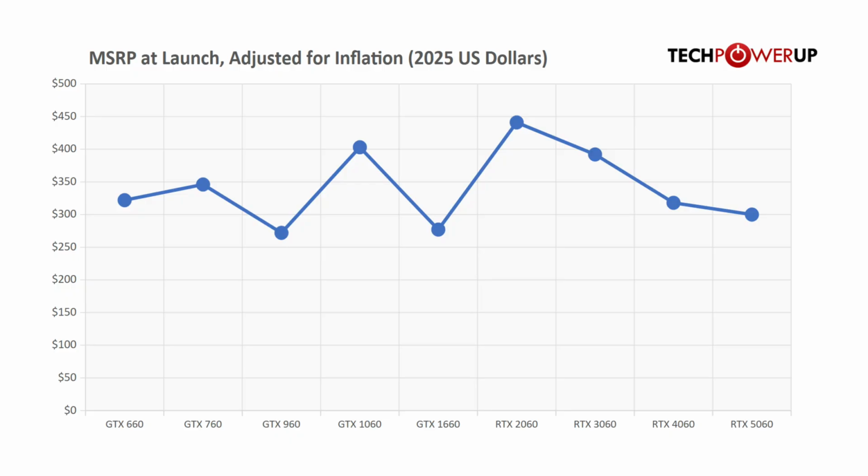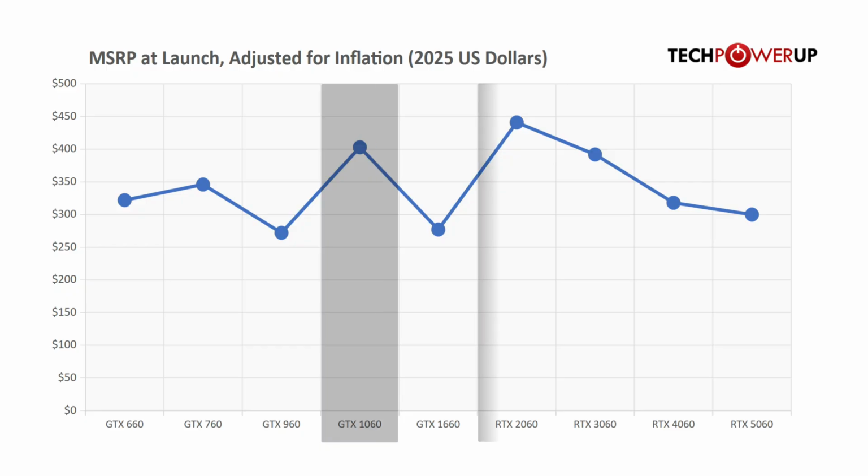Looking at the launch MSRPs, adjusted for inflation, does highlight that the GTX 1060 and RTX 2060 were the most expensive cards of the bunch at the time, so it kind of makes sense that they would offer the biggest performance advantage gen over gen.